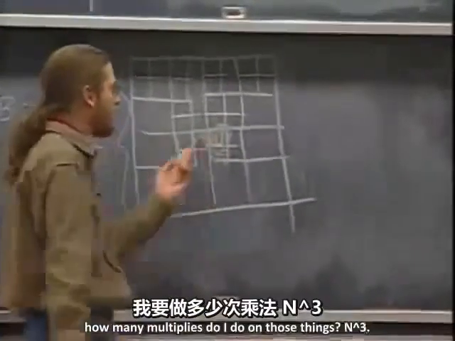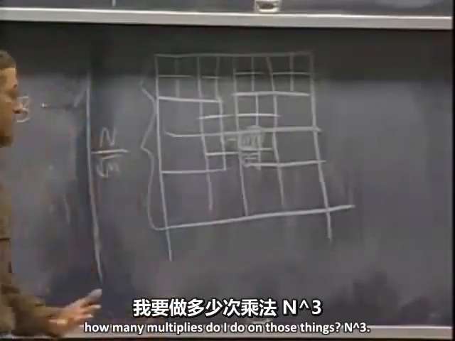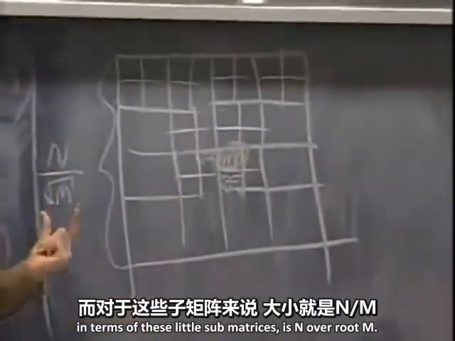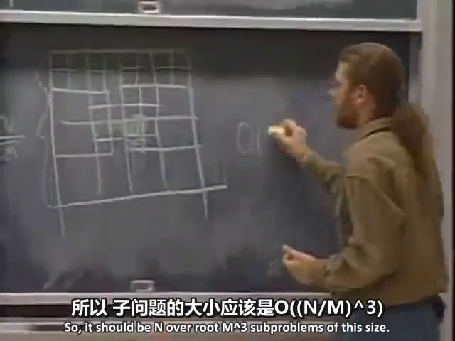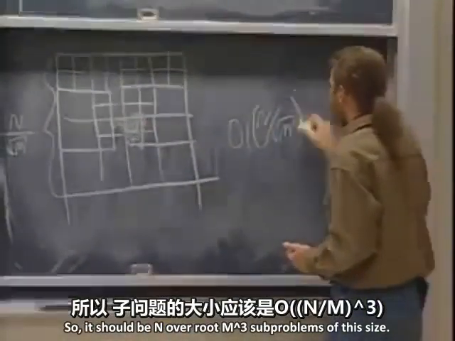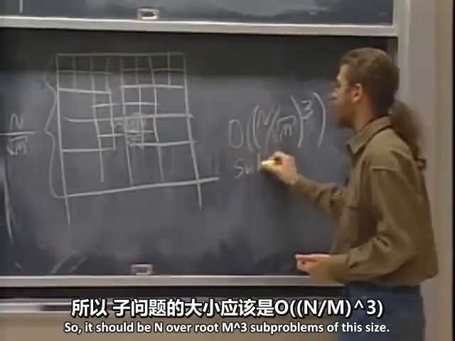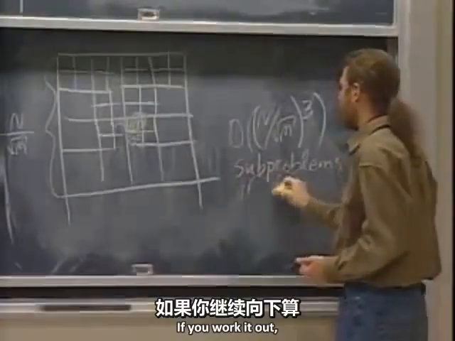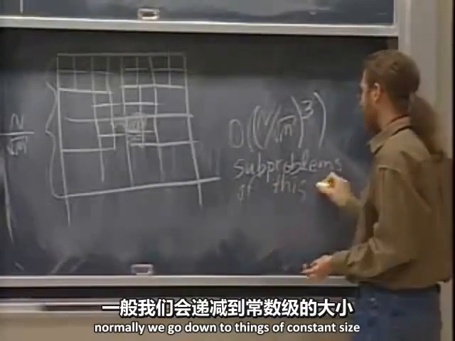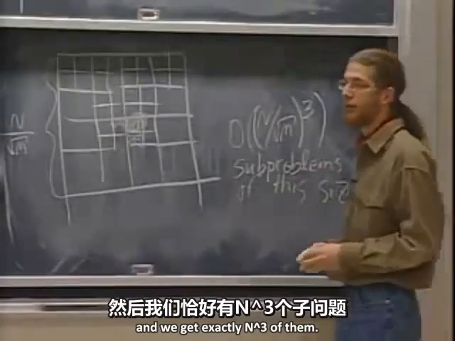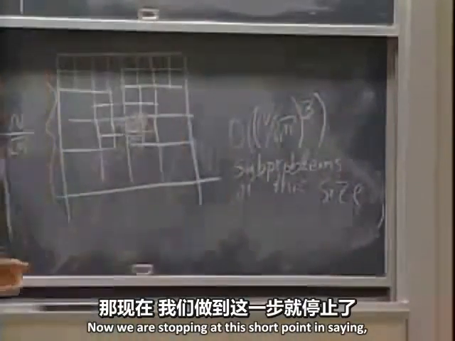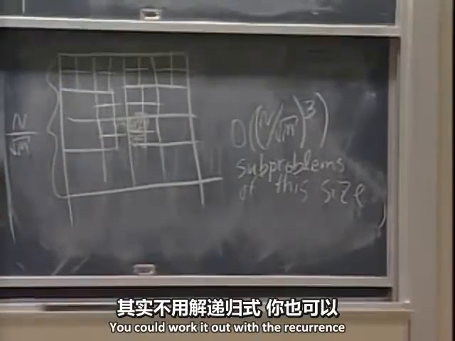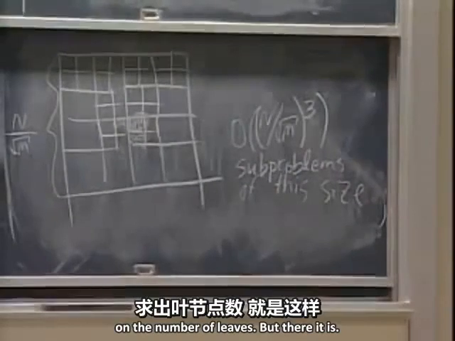Okay, how many operations, how many multiplies do I do on those things? n cubed. But now the size of my matrix in terms of these little submatrices is n over root m. So it should be n over root m cubed subproblems of this size. If you work it out, normally we go down to things of constant size, and we get exactly n cubed of them. Now we're stopping at this point and saying, well, however many there are, cubed. Okay, there's a bit of hand waving. You could work it out with the recurrence on the number of leaves, but there it is.